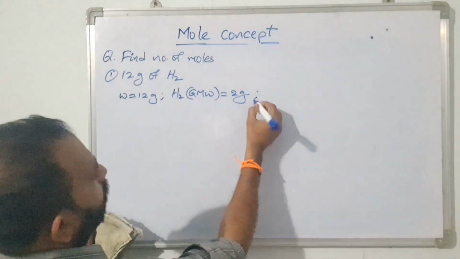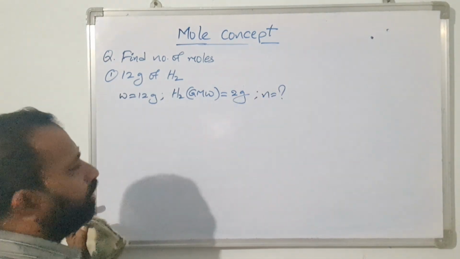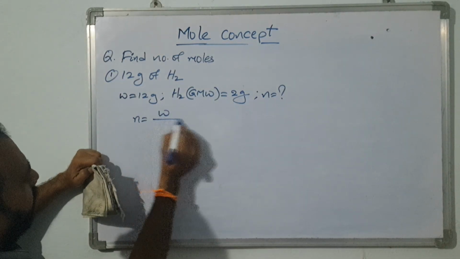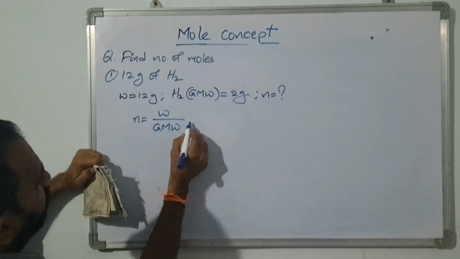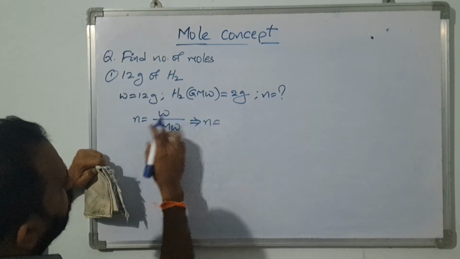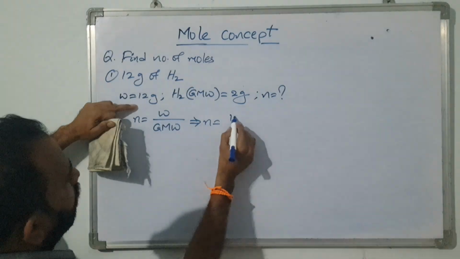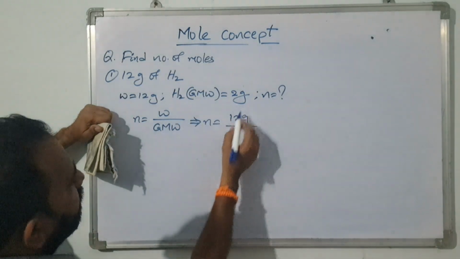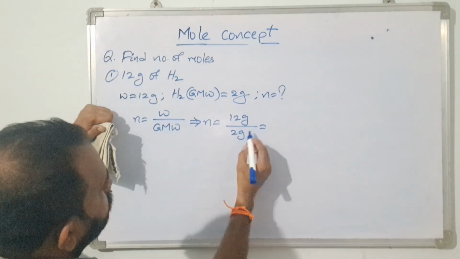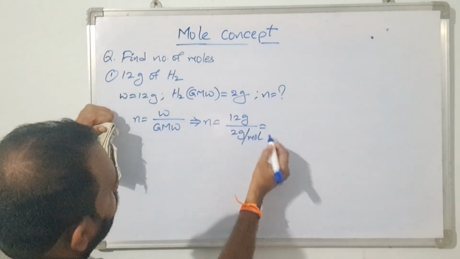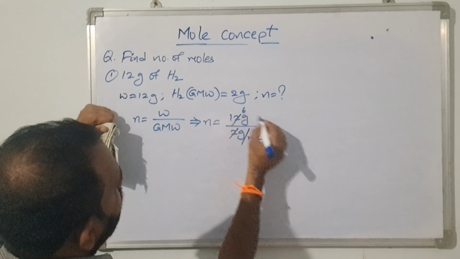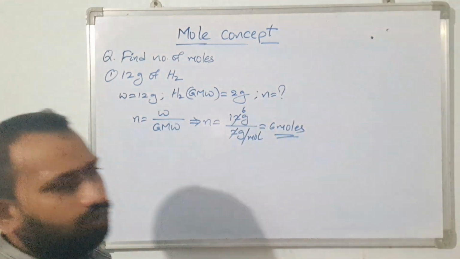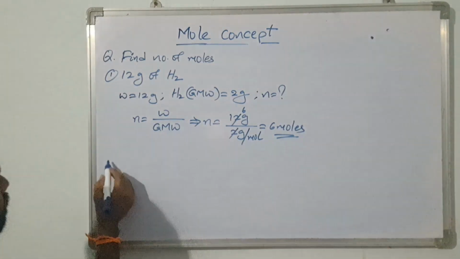And he asked to find out number of moles. So when molecules are given, what is the formula? Number of moles, small n, is equal to given weight by gram molecular weight. So here number of moles is equal to weight. How much weight is given? 12 grams is given. And the gram molecular weight of hydrogen gas is 2 grams. That is equal to 6. So 12 grams of hydrogen has 6 moles.